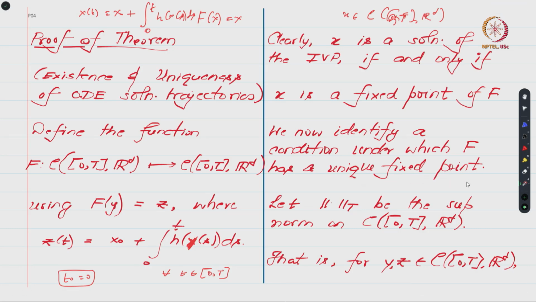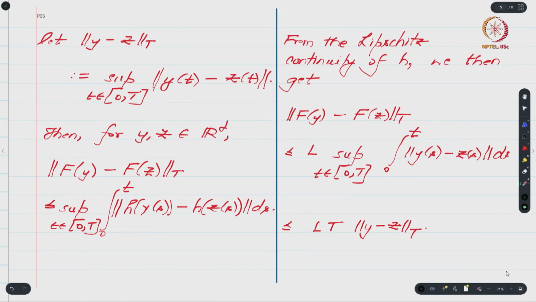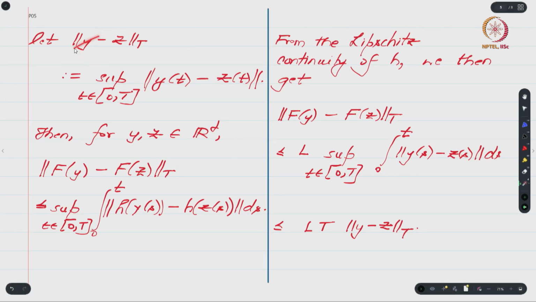Towards that, what we will do is we will first define this norm over here, right. So what is this norm? This norm takes two elements y and z in this set, right, and says that the distance between these two trajectories is the supremum of the distance between y of t and z of t. So recall that y and z take a time instance and spit out an element in R^d. So y of t is an element in R^d, z of t is an element in R^d.